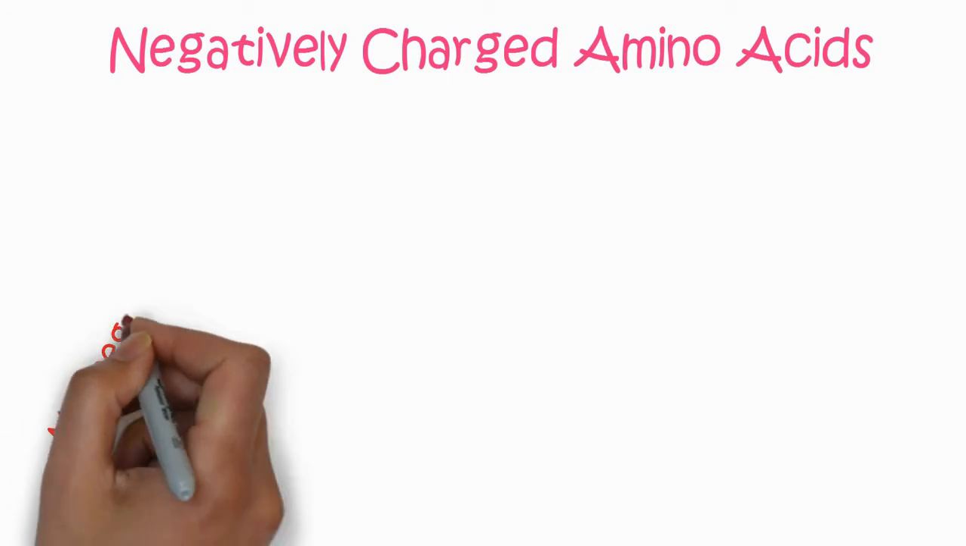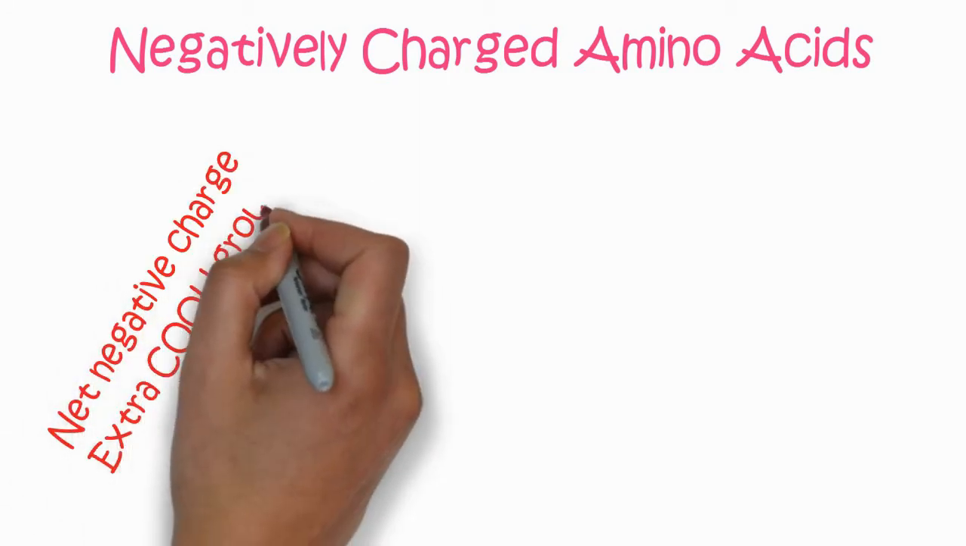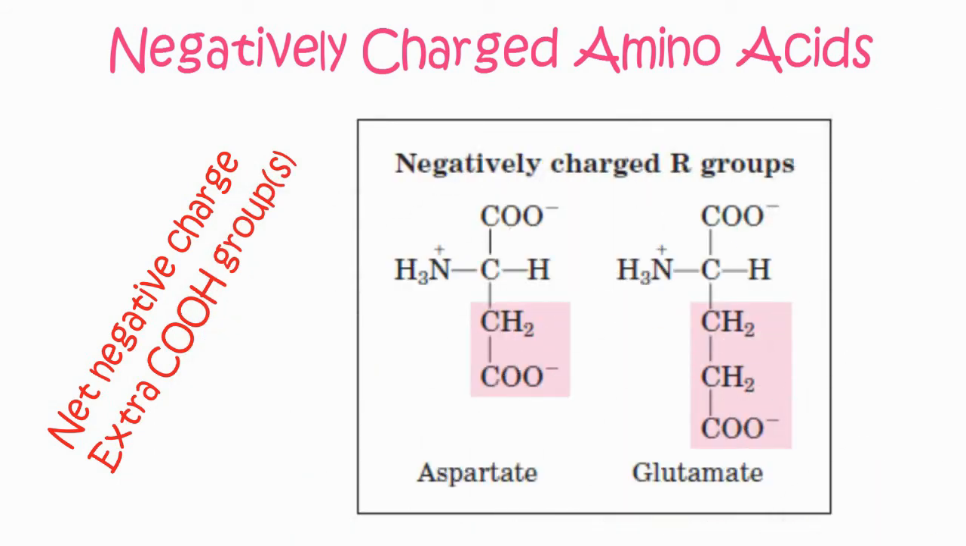Now the third class is negatively charged amino acids. In this case, the net negative charge on the amino acid is because of the extra carboxylic acid group.